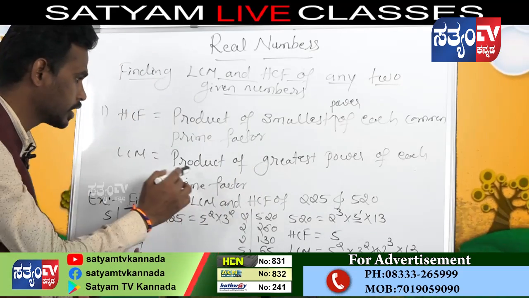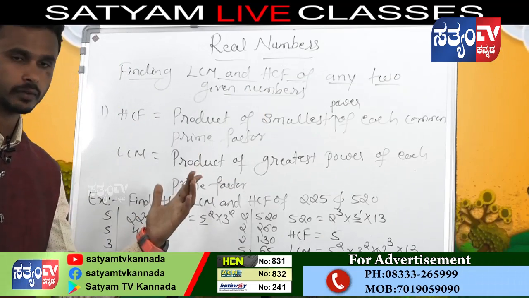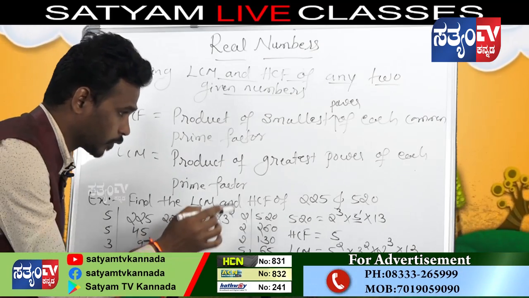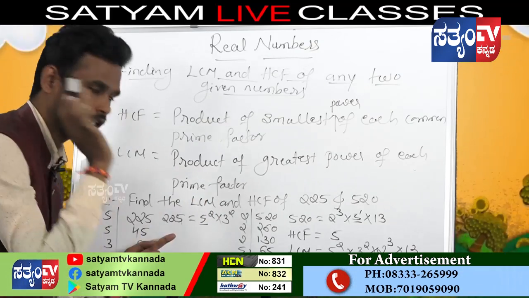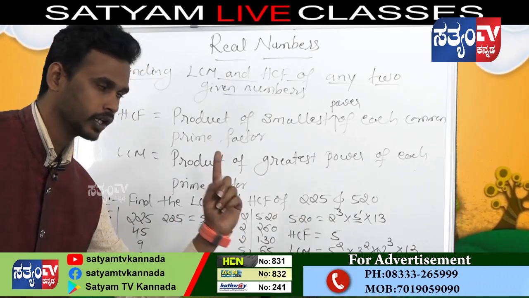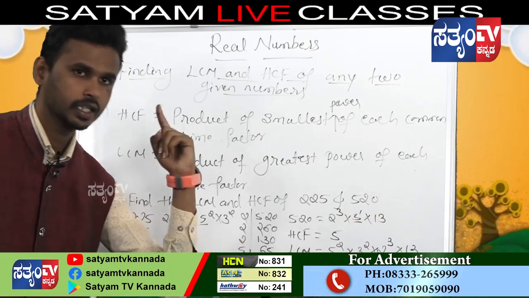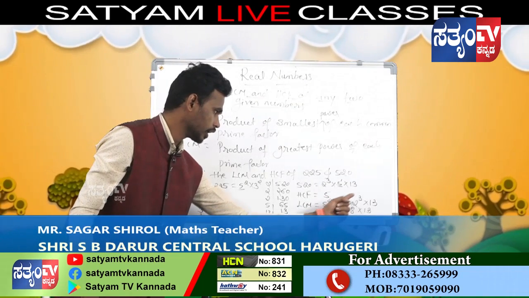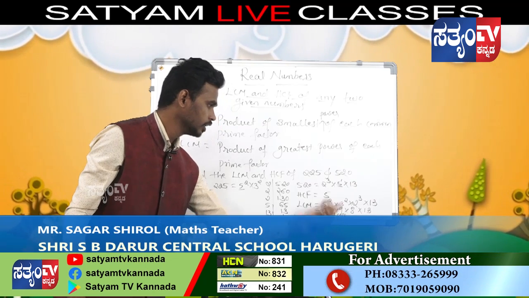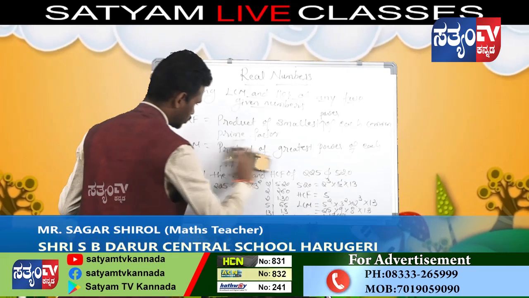And next LCM, it says product of greatest power of each prime factor, means every prime factor you need to take. So here, if there is a common factor, you need to take the highest power. 5 is common. In that, the highest one is 2. So 5 square, and next 3 square, and next 2 cube, and the remaining is 13. 5 square is 25, 3 square is 9, 2 cube is 8 and 13. If you multiply this, you will get 1,17,000.